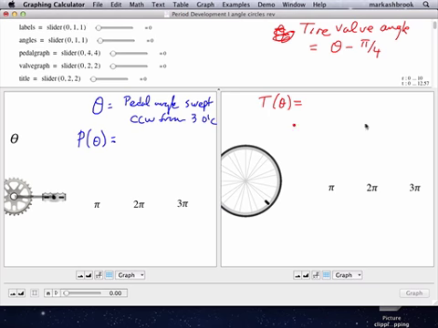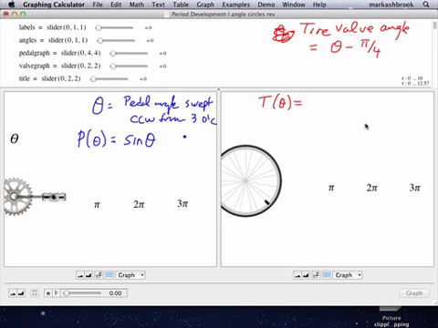So what is the function P? What function would give the vertical distance above the horizontal diameter of the pedal in terms of the pedal angle theta? That's just plain old sine theta, right? Just plain old sine theta.